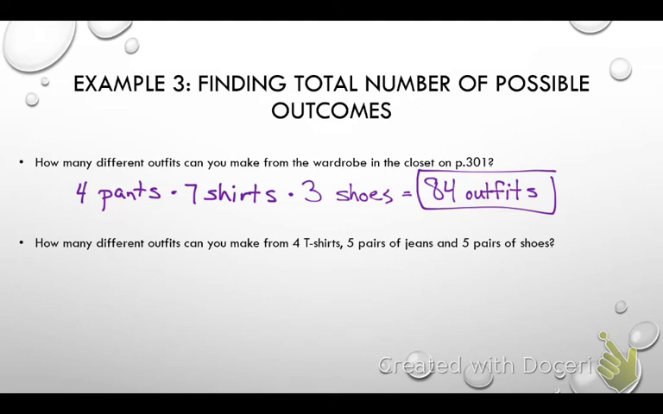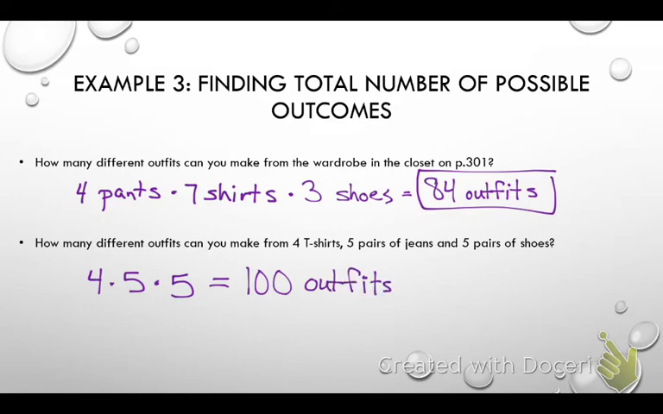All right, now I want you to calculate the second one. Go ahead and calculate the second one. In the second one, it gives me the totals, so all you have to do is multiply 4 times 5 times 5, the total number of possibilities from each category. And what's 4 times 5 times 5? 100 outfits. Okay, so there are 100 potential outfits.